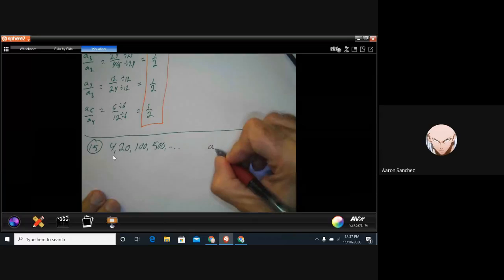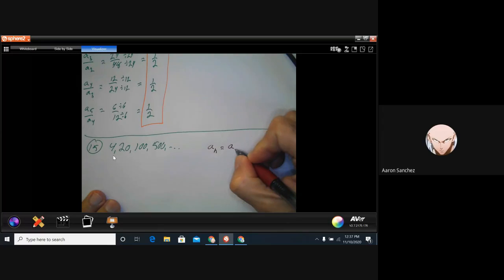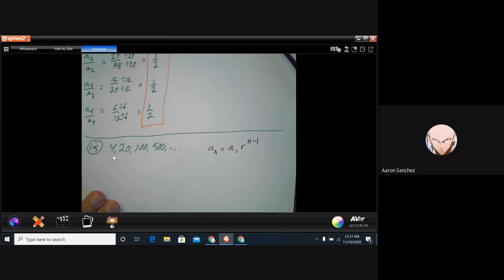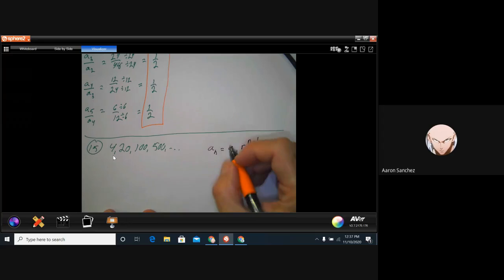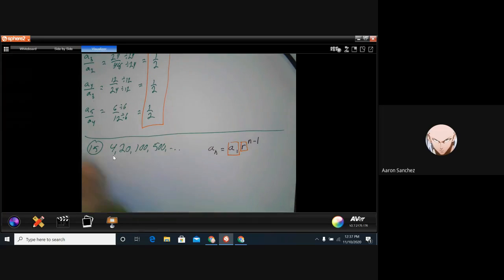Remember, it's a sub n equals a sub 1 times r raised to the n minus 1 power. Now remember, all we need is to find the first term, and then we have to figure out the ratio. Well, we have the first term here, it's 4. So we'll say a sub 1 equals 4. Got that?